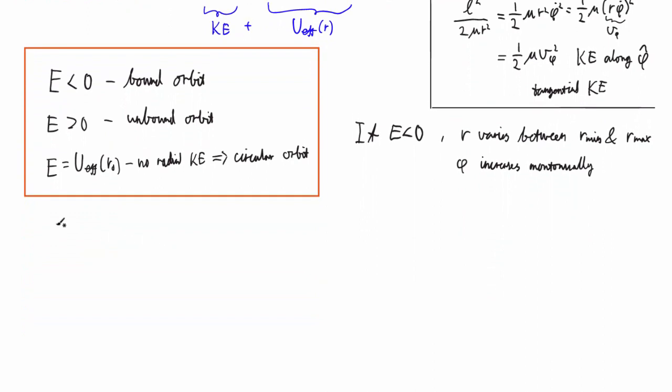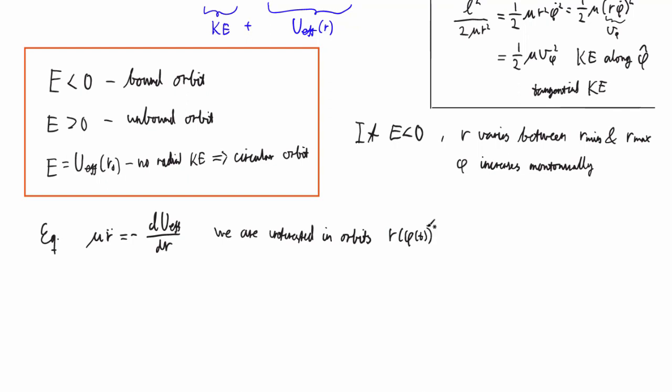Because what we're going to study now is the equation of motion. Now, we have already found the equation of motion in principle. It is that mu times r double dot equals minus dU effective dr. And that gives us the motion. But what we are interested in are the orbits, and that is essentially r as a function of phi, which then can be dependent on t.